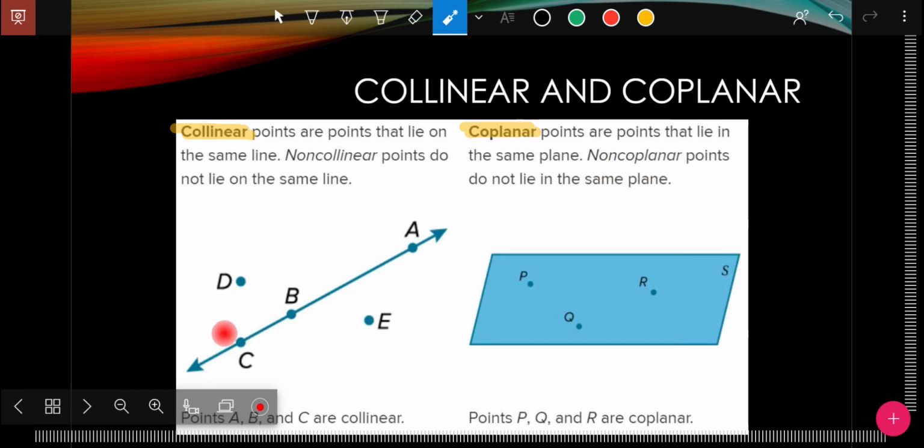Looking at the pictures, A, B, and C are obviously all collinear. They're all on the same line. Looking at this picture, P, Q, and R are all on the same plane, and so they are coplanar. Over here, I could say A, B, D are coplanar. They're not all on the same line, so they're not collinear, but they are on the same plane, on this surface here.